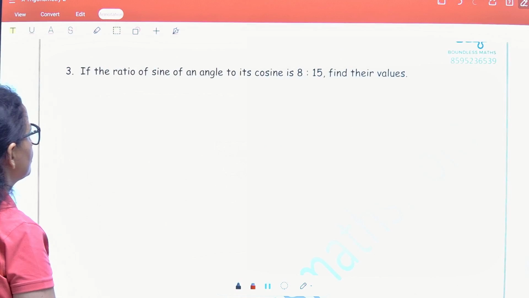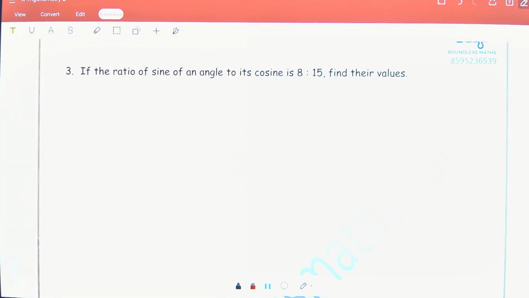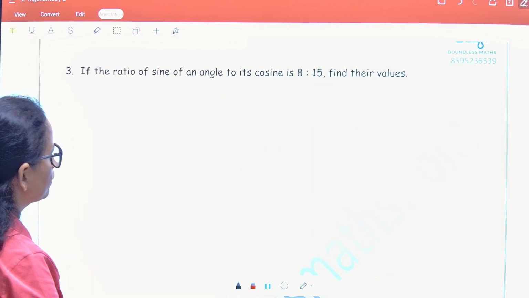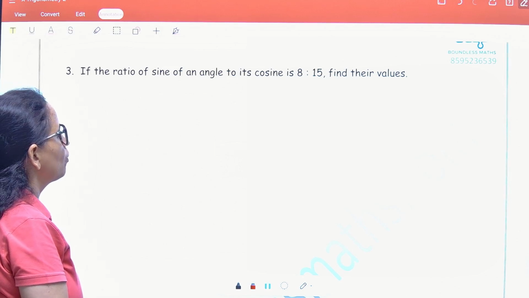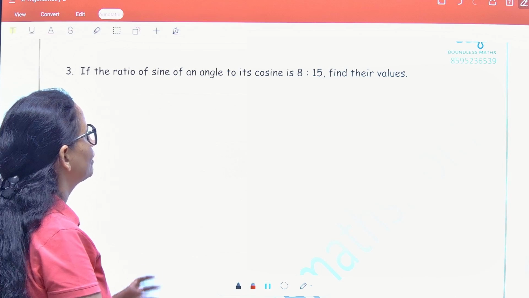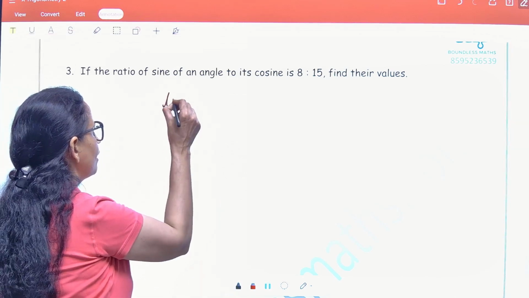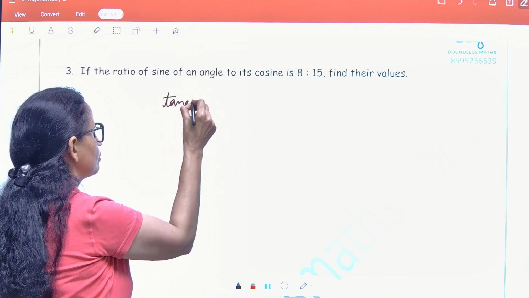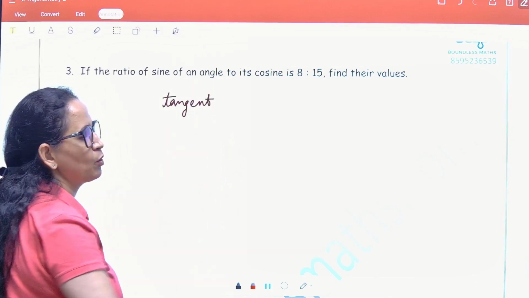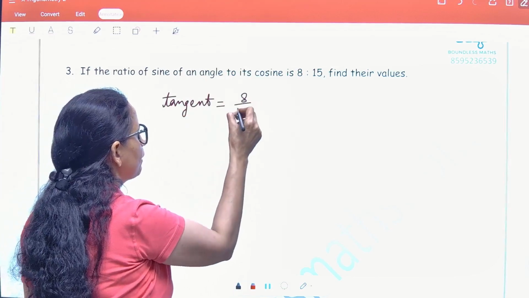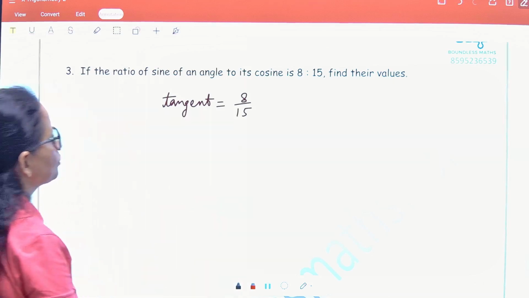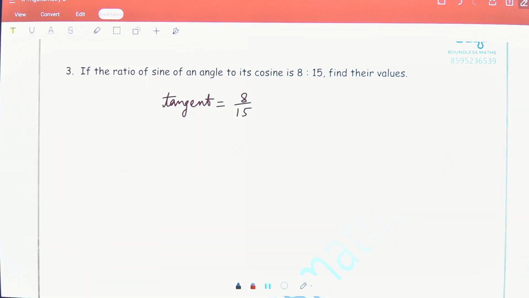The next question is, if the ratio of sine of an angle to its cosine is 8:15, find their values. You need to find the value of sine and cosine when you are given the value of their ratios, which means that is tangent. So you are given sine upon cos, that is tangent. Tangent of the given angle is 8 by 15. Now using tangent, you need to find the value of sine and cos.